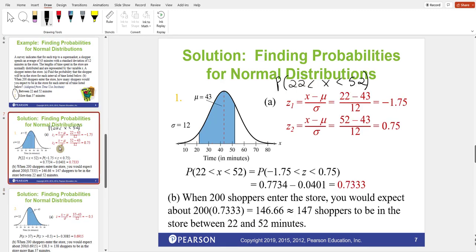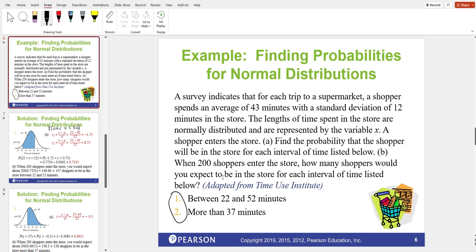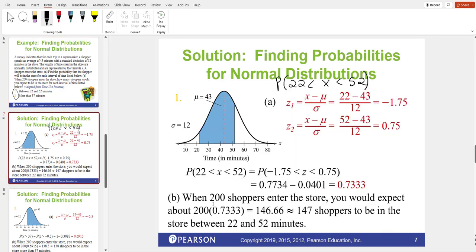All right. So the next question was, if you look here, when 200 shoppers enter the store, how many shoppers would you expect to be in the store for between 22 and 52 minutes? So what you'll do is you'll take the 200 shoppers and you multiply it by 0.7333. You get 146.66, and you can round that to 147 shoppers. So out of the 200, you should expect 147 shoppers to be in the store between 22 and 52 minutes.